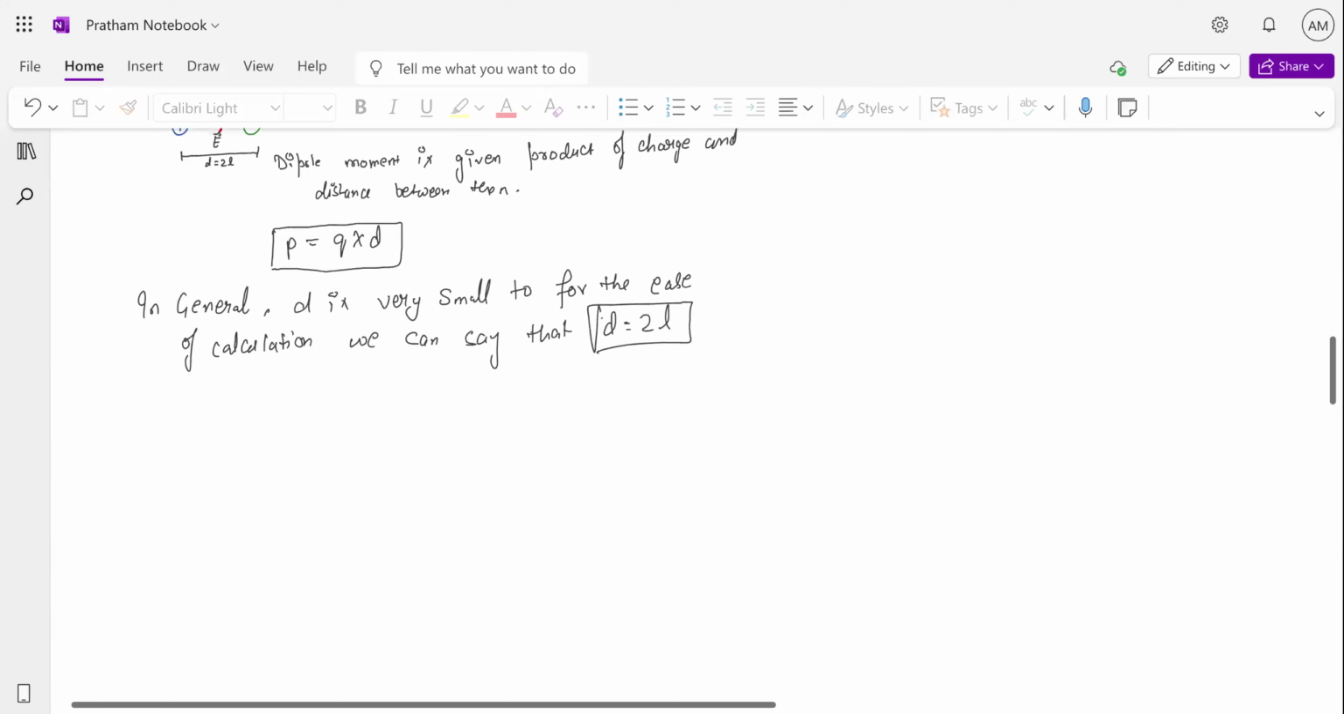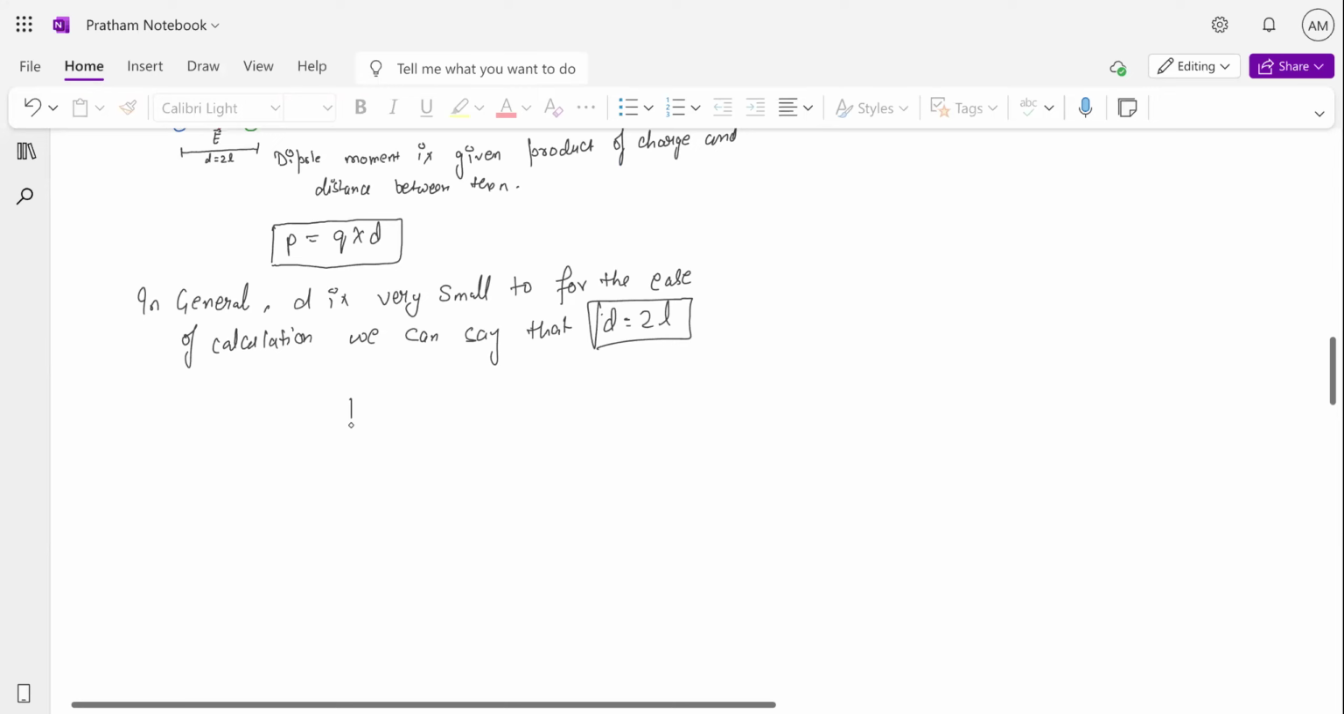One more thing, if I have to write it in vector form, P equals what? Do you not remember? Just put q into the L vector. Okay, I forgot, it should be 2L, because we did 2QL. Clear? Understood?